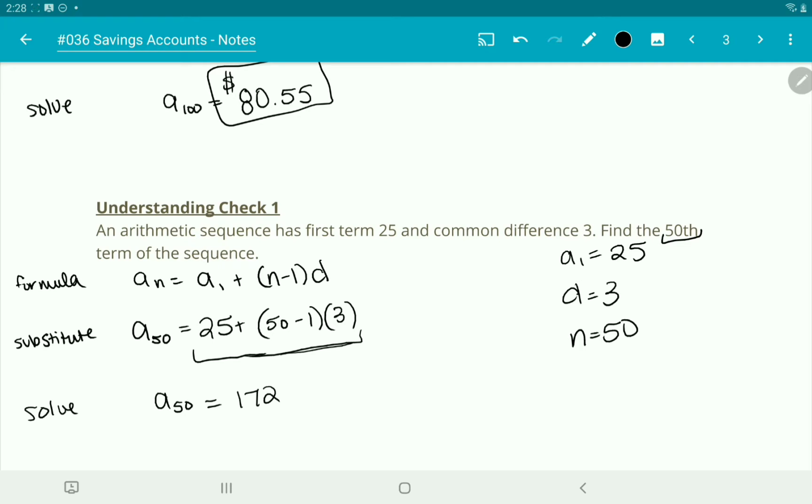So that's all you're going to do. Figure out which variables or which values, go ahead and write out the formula, substitute those values into the formula, and then solve.